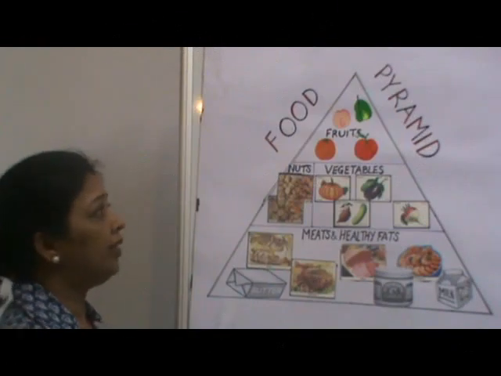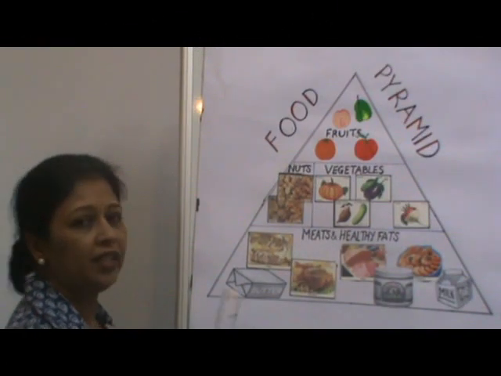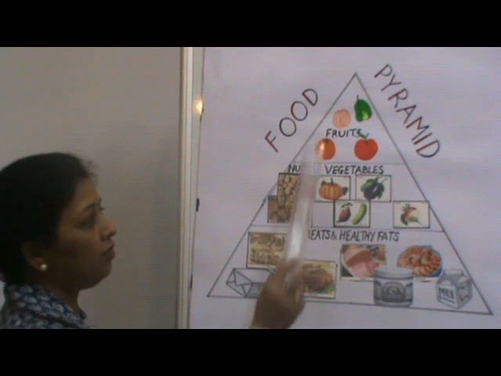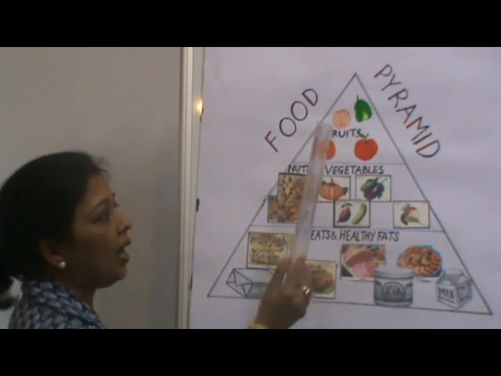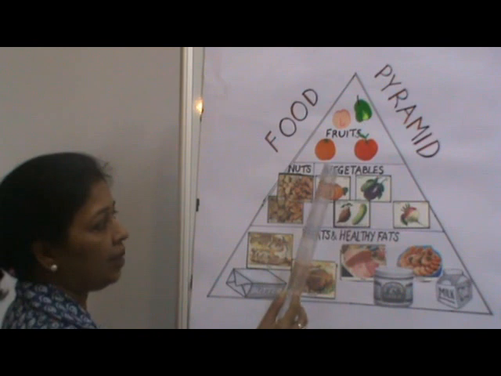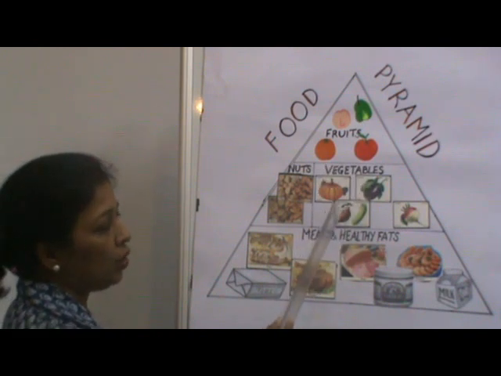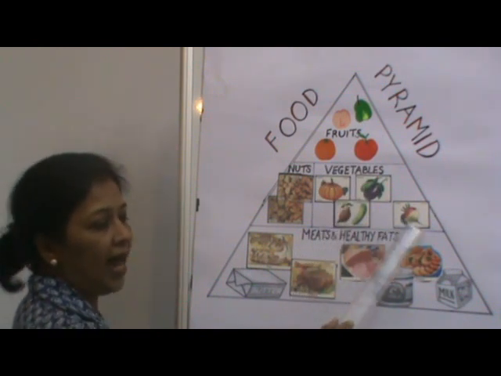So a balanced diet is a diet which has all the nutrients in the right amount needed for our body to function properly. Now I will show you a chart of a food pyramid which will show you all different groups of food. This food pyramid shows different groups of food. The first is fruits, and then there is vegetables like pumpkin, brinjal, sweet potato, cucumber and turnip.